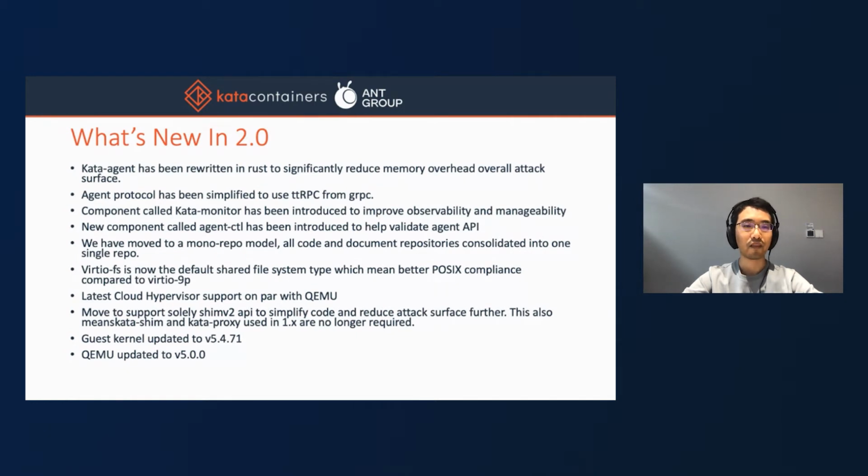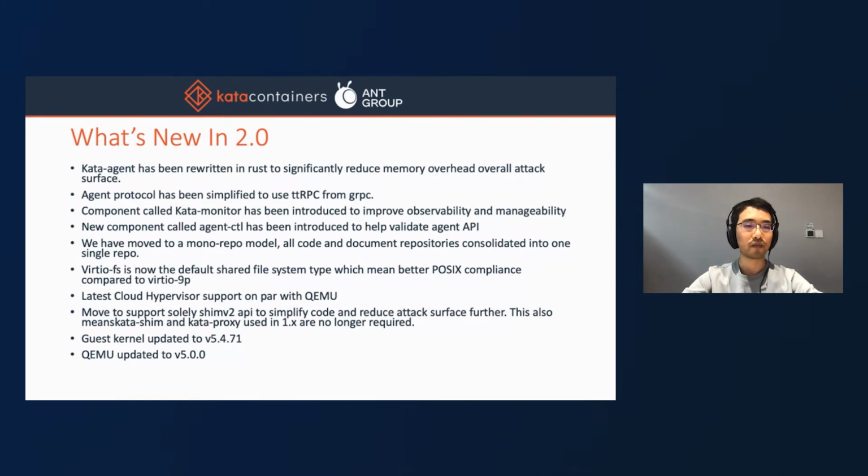And also we have added a new component, that is Kata Monitor. We use it to improve the observability and the manageability of Kata Containers. I will talk about it a bit more later on. And also because we have changed the agent protocol, we added a new component called agent control to the project to help validate the agent API.